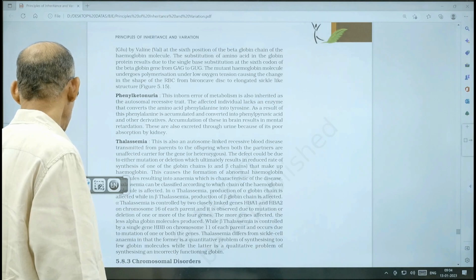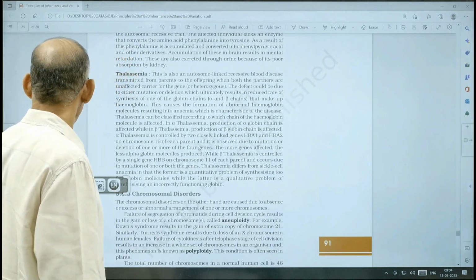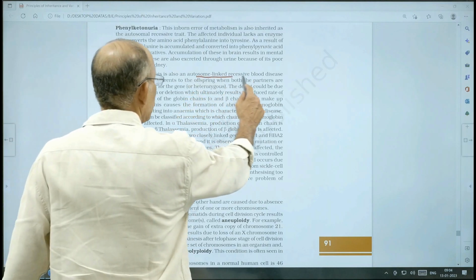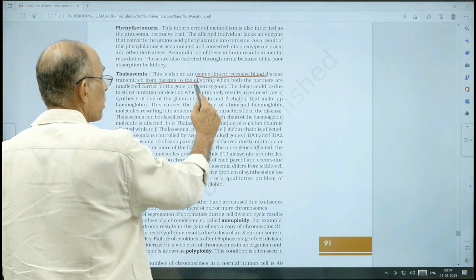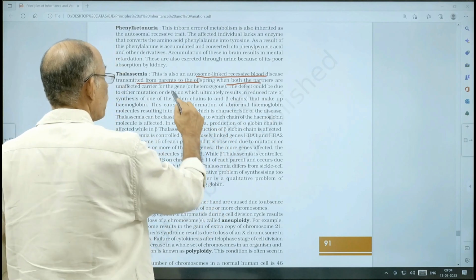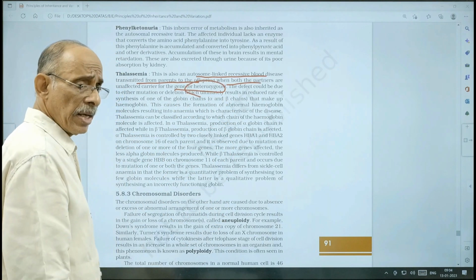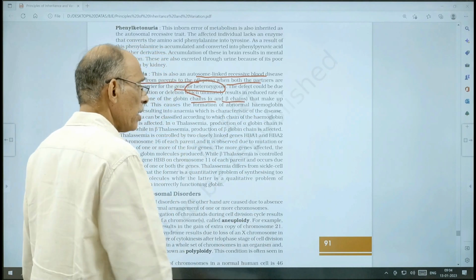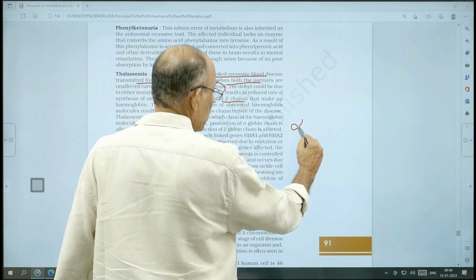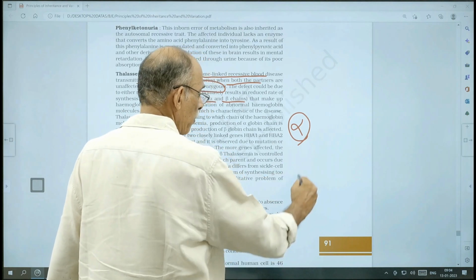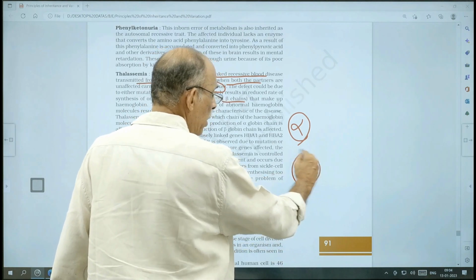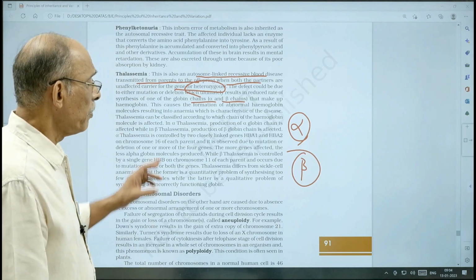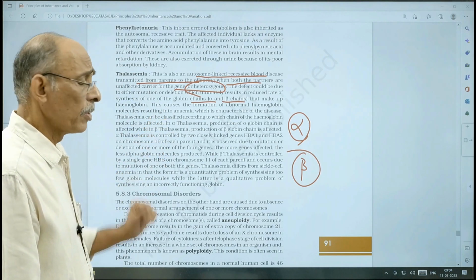Next disease is thalassemia. Thalassemia is also an autosomal linked recessive blood disease transmitted by parents to progeny when both the parents are heterozygous. There are two types, alpha thalassemia and beta thalassemia. In alpha thalassemia the alpha globin chain will not be produced, and in beta thalassemia the beta globin chain will not be produced. Only when both are produced will normal hemoglobin be produced.